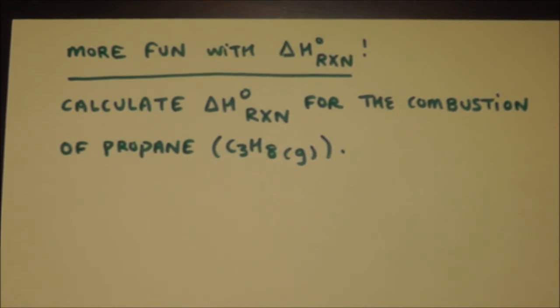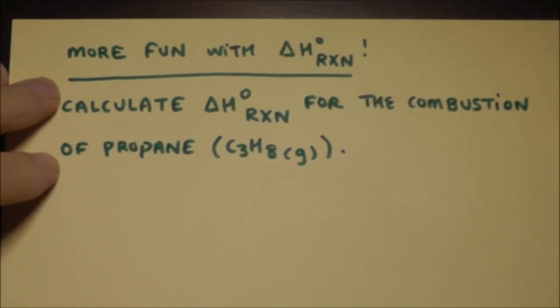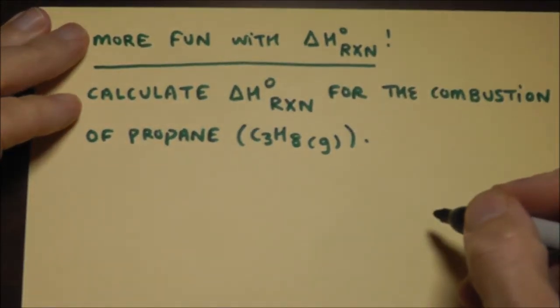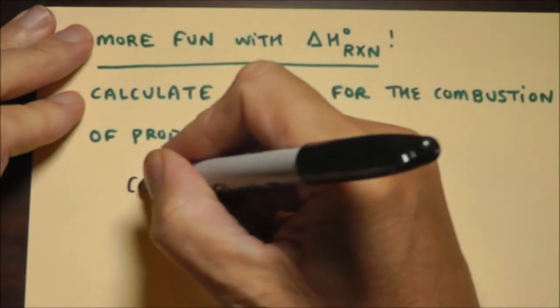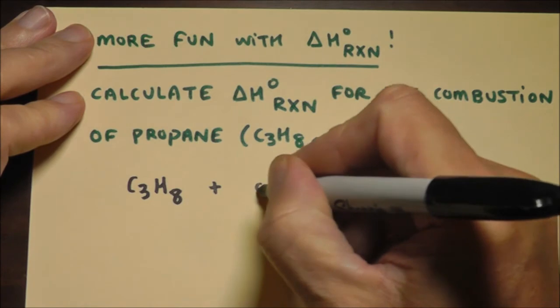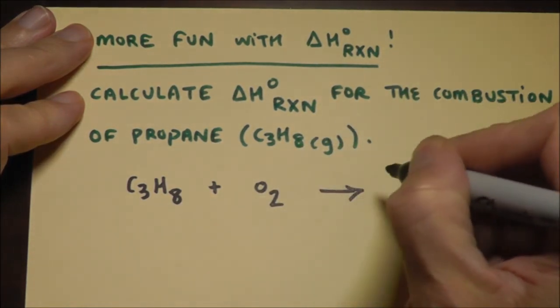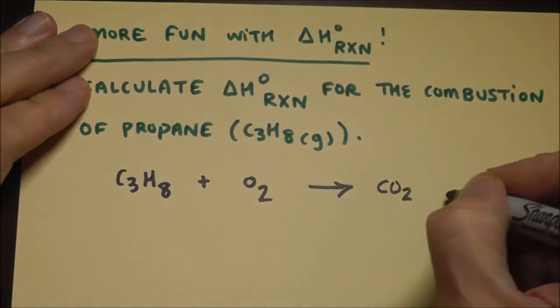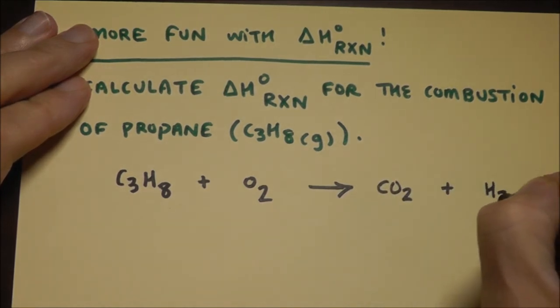Okay, here we go. We're going to calculate the delta H, standard delta H, for the combustion of propane. Now, anything that is combustion, as you probably know, is the reaction with oxygen. So C3H8 plus O2 goes to make, and the products of combustion are CO2 and water.